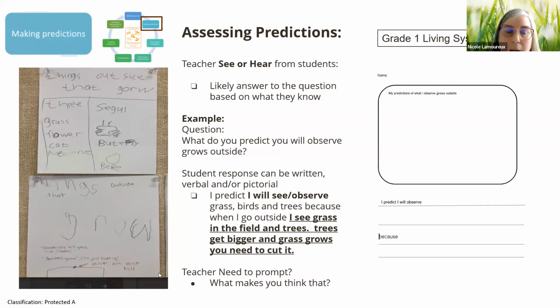So I have a little teacher prompt at the bottom that you can use. What makes you say that, or what makes you think that? If you ask why, sometimes students will shut down. But what makes you say that is a really nice prompt. It opens it up for them to elaborate more. And there's a template here that you could either use in grade 1 or onwards. Okay.